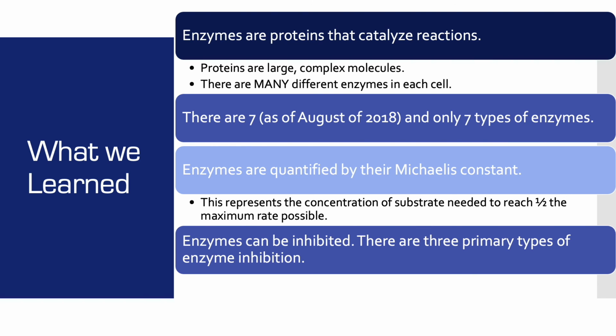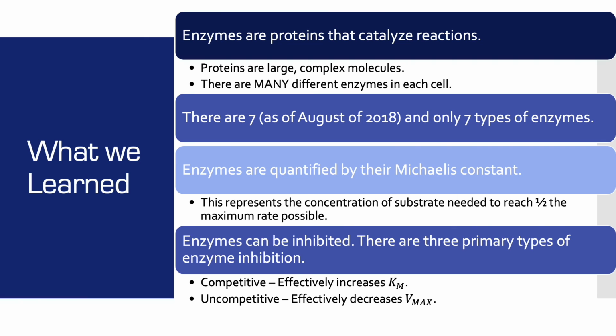Enzymes can be inhibited. There are 3 primary types of enzyme inhibition. Competitive effectively increases Km. Uncompetitive effectively decreases Vmax. And non-competitive, or mixed, effectively increases Km and decreases Vmax.